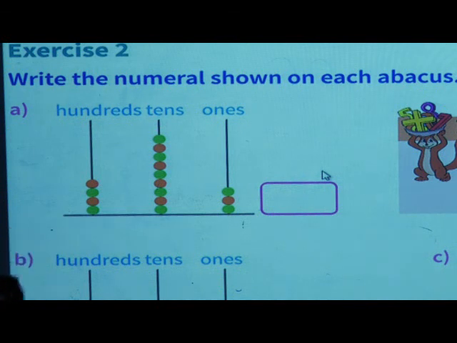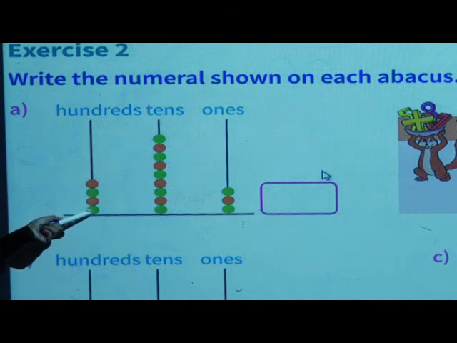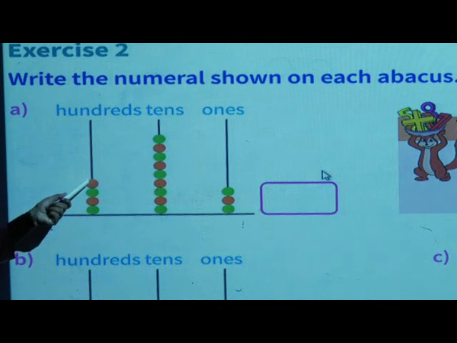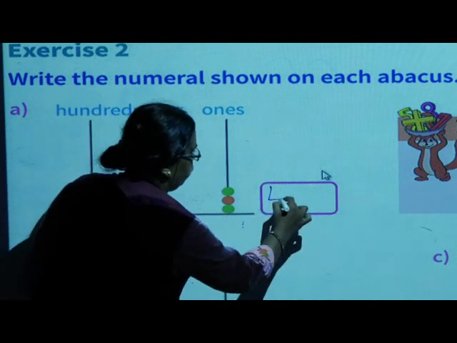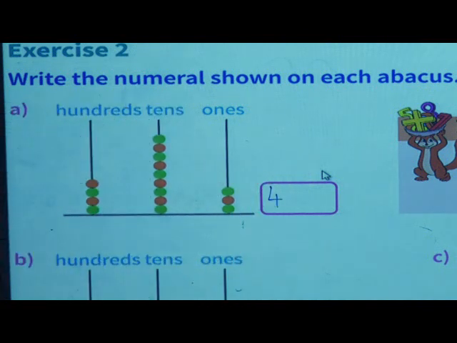Now see here, count here, children. Come on. 1, 2, 3, 4. How much is it? Yes, 1, 2, 3, 4. Then you will write here 4. You should also write with me in your textbook.